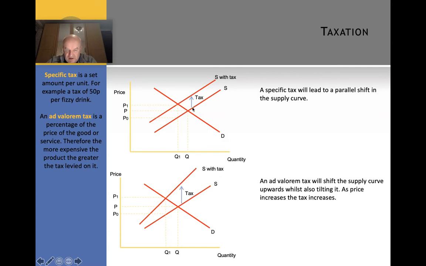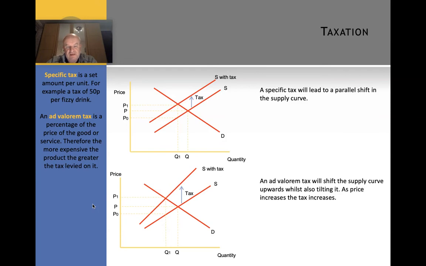Okay, so the tax shifts the supply curve from S to supply with tax, and that, exactly like we showed in the previous example, shifts the quantity demanded to Q1, so less quantity is being demanded, partly because of the higher price. Okay, now an ad valorem tax is where a percentage of the price of the good or service is charged as an extra.